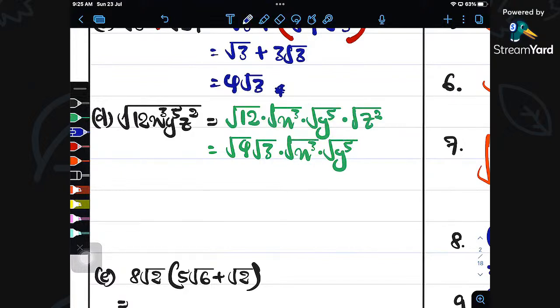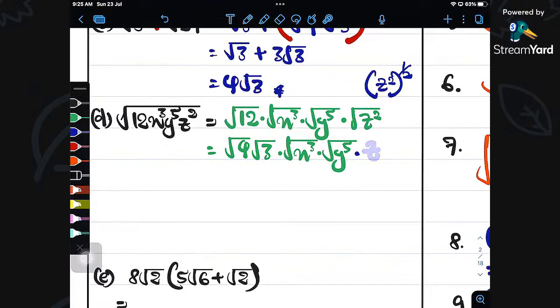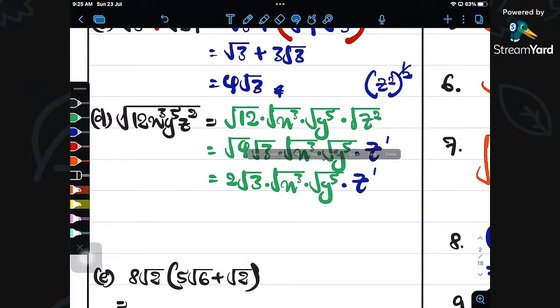Tetapi yang di belah belakang ni kita boleh ubah sebab square root actually is 1/2. Everybody knows already. This is square root, this is 1/2 to the power. And so apabila 1/2 times 2 gonna give us just a positive z. So z di situ to the power of 1. And we can simplify this. It's going to give us 2 square root 3 and so on. Semua ni sama lah. So saya copy paste saja.